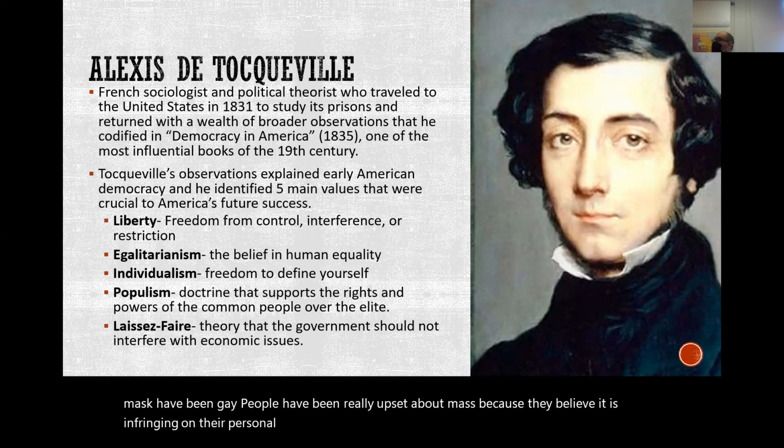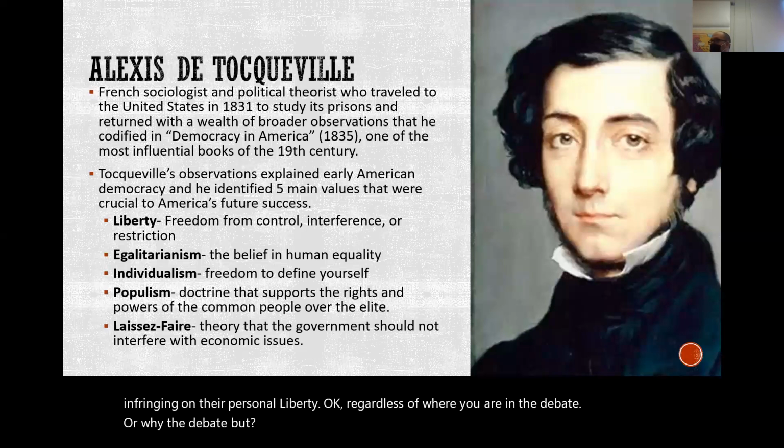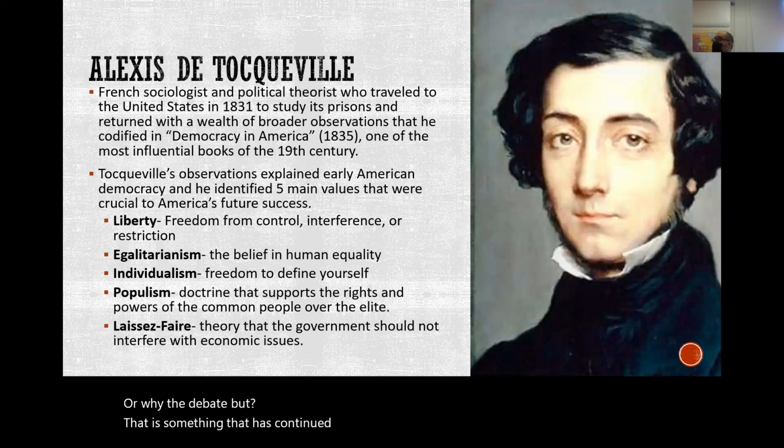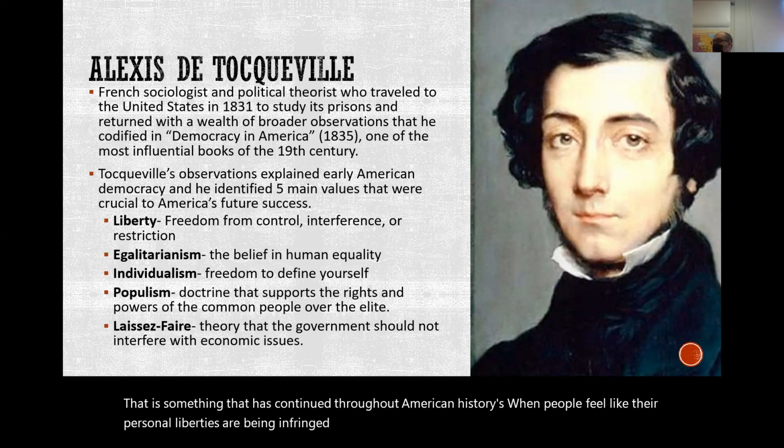Regardless of where you are in that debate, or why it's a debate, that is something that has continued throughout American history. When people feel like their personal liberties are being infringed upon, that is when we start seeing people really fight back against the American government. Okay, egalitarianism.